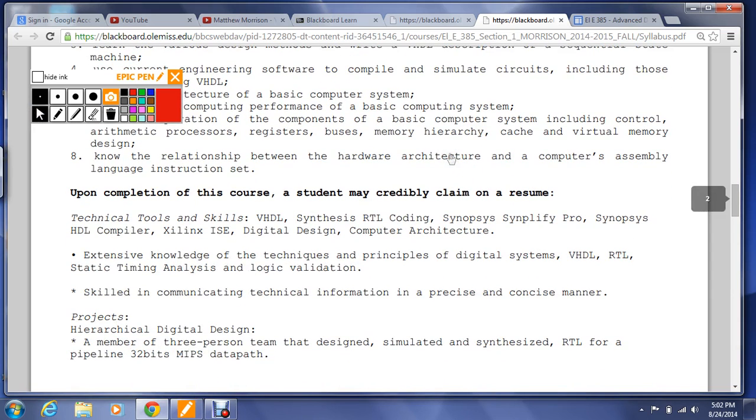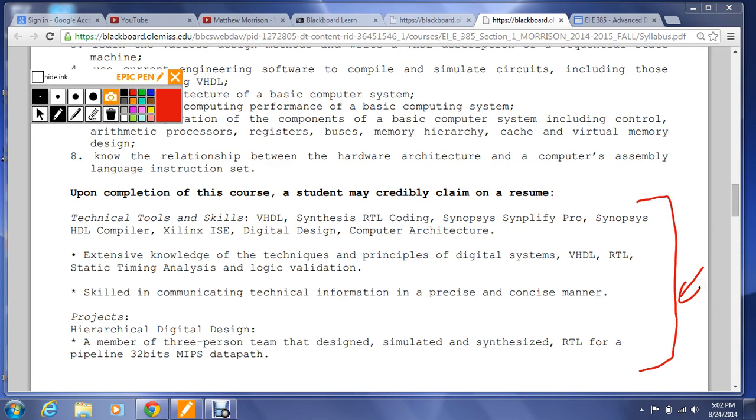Upon completion of this course, a student may credibly claim on a resume. So the whole idea of this section is, once you're done with this course, you can put all of this onto a resume. I've gone and talked to people in industry at conferences over the summer. I asked, what are the things that you believe would make a student stand out in a job application? They have certain ways of phrasing it, certain tools that they want.